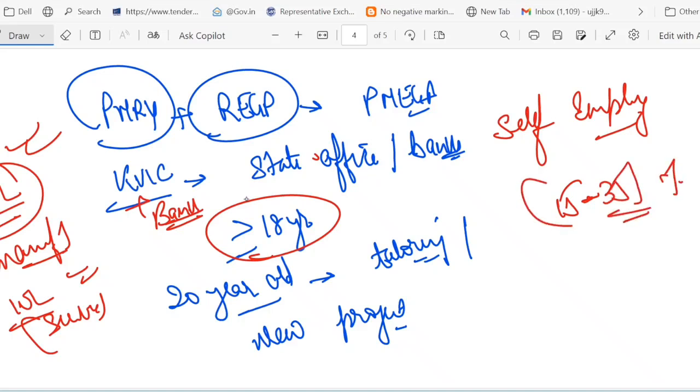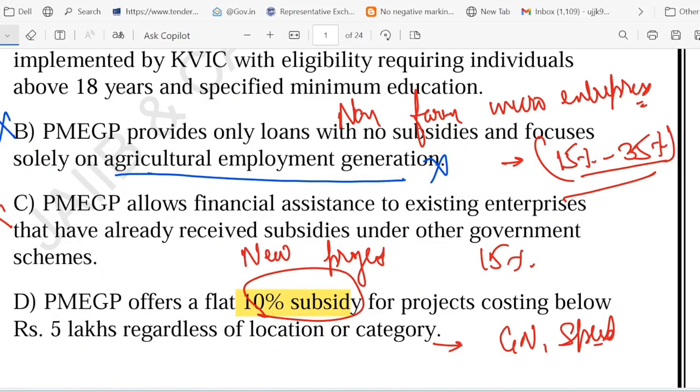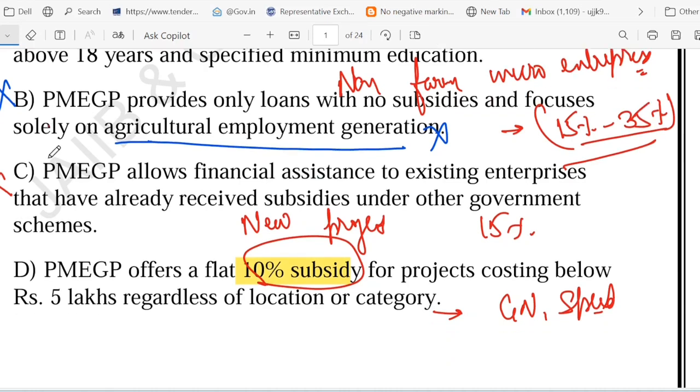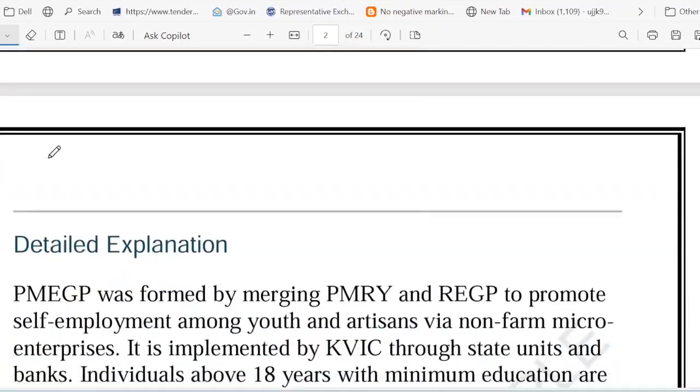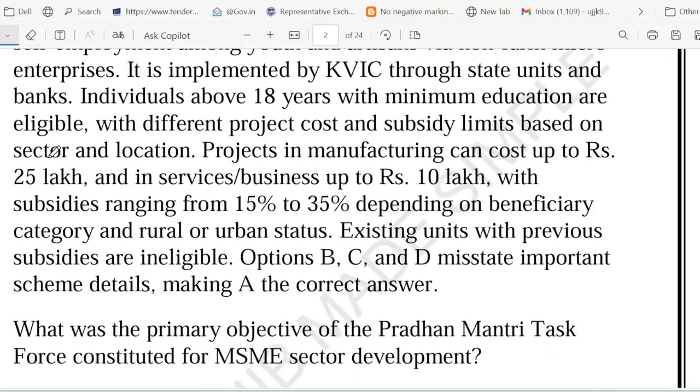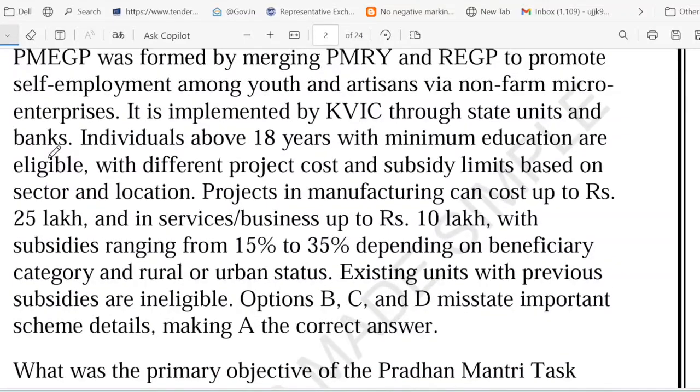An existing unit with a subsidy is not eligible for it. So friends, always remember this point that PMEGP is for new small businesses. It is for new small businesses in the non-farm area, helping youth and artisans to become self-employed. That is what PMEGP is all about. Everything has been written here and I have summarized all the things.